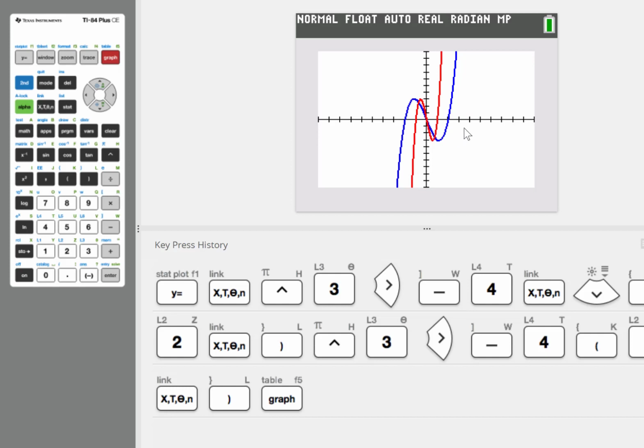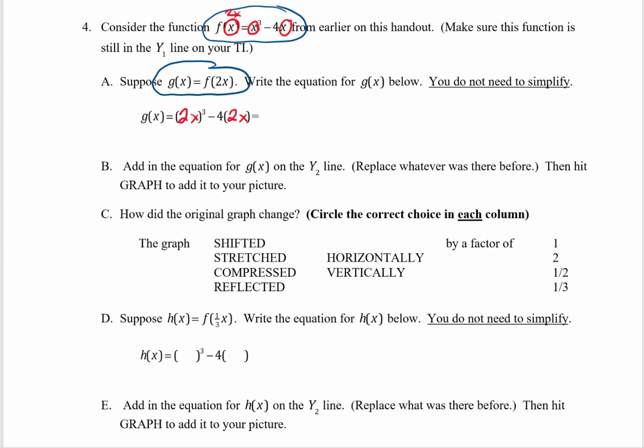Let's see, how much did it compress by? Focus on the x-intercepts. It looks like this one was at 2, and now it's at 1. This one was at -2, and now it's at -1. So it looks to me like the x values have all been cut in half, which is why the graph squished in. So we are saying it compressed horizontally this time by a factor of 1/2. Notice that this is a little bit more complicated than the outside multiplications. When we multiplied by the 2 on the inside, maybe you thought that was going to make a stretch, but instead it compressed and the x values were cut in half.